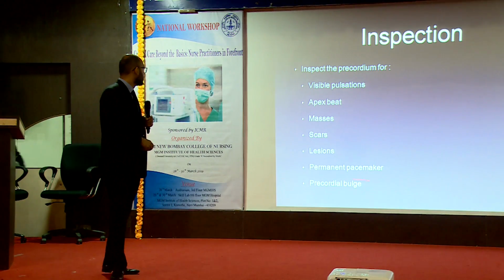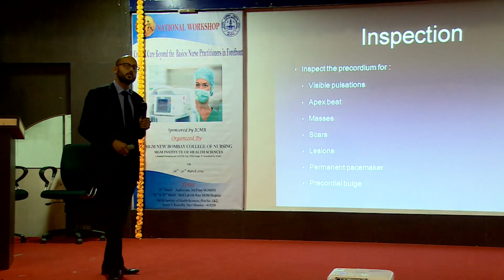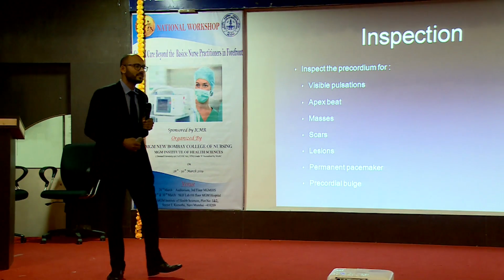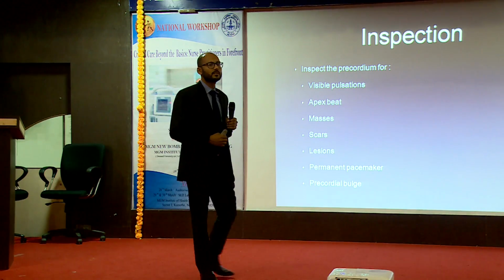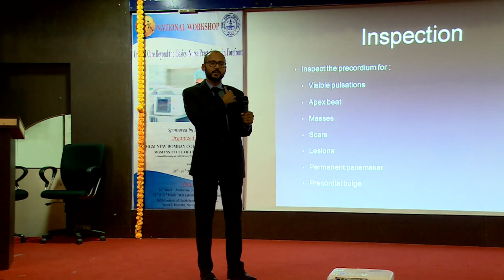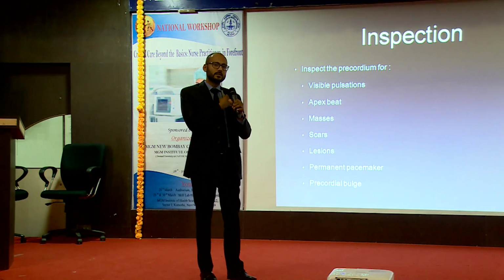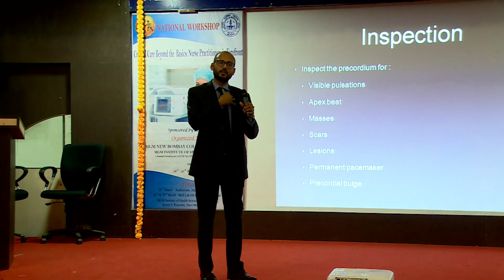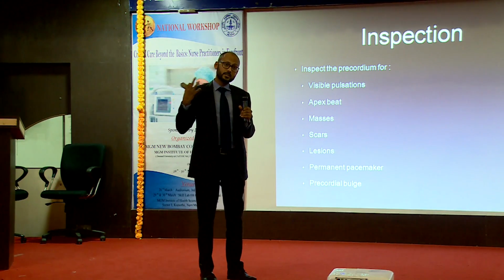Fine? What about a permanent pacemaker? Where would you see it? Has anyone seen a permanent pacemaker? Yeah, where is it located? Where is it generally located? It's either over here, right? Just under the clavicle. Okay, so you'll see a kind of a box or a square kind of a thing underneath the skin. If you see that, or maybe on the right side even, okay?